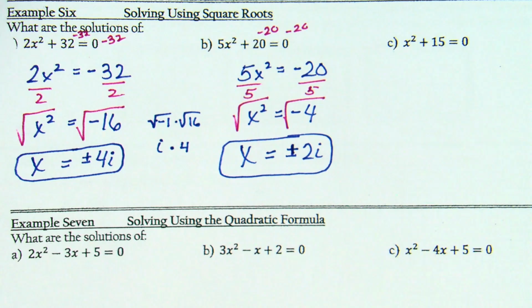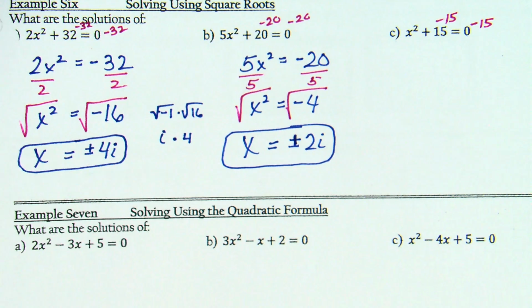So did you guys try C? Just curious if you figured out C or not. Okay. How do we solve to get x squared by itself? First step we should all be able to do. If it's x squared plus 15, we're going to subtract 15. So then it's x squared equals negative 15.